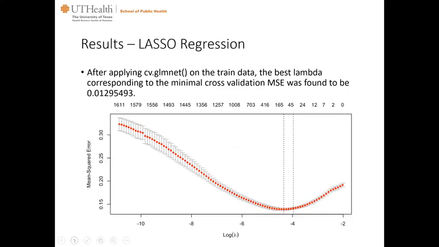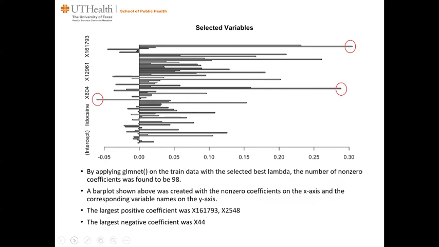The next part is result. All right, for the results for lasso regression, the best lambda corresponding to the minimum cross-validation MSE was found to be 0.0129, and it's showing the graph. And by applying glmnet on the training data with the best lambda, the number of non-zero coefficients is 98. And this bar plot shows the non-zero coefficients on the x-axis, and the y-axis shows the corresponding variable names.